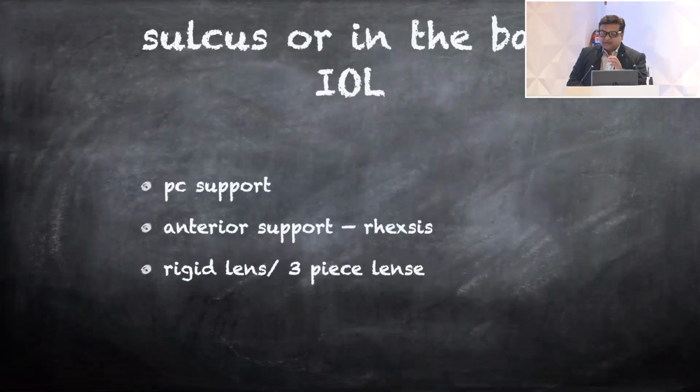So this is the safest option. If you have a good sulcus, if you have good support of an intact capsule, then the best option would be to place a 3-piece IOL in the sulcus or a rigid IOL in the sulcus. You'll be safe, and this is the best option, I feel, because all these patients really do well and they look very good post-operatively, and you can achieve a good visual recovery.